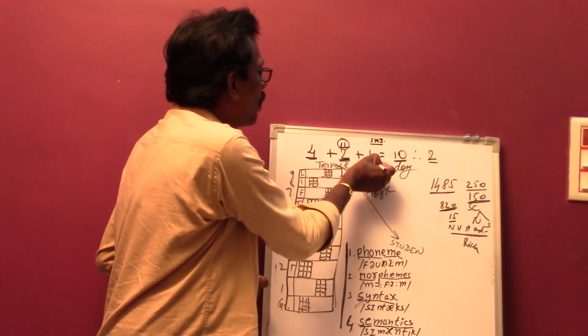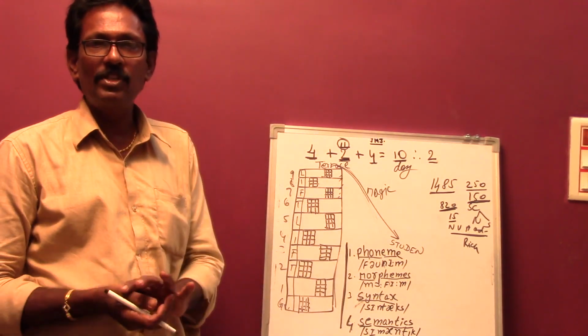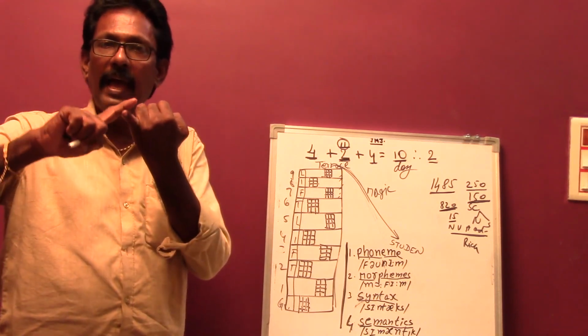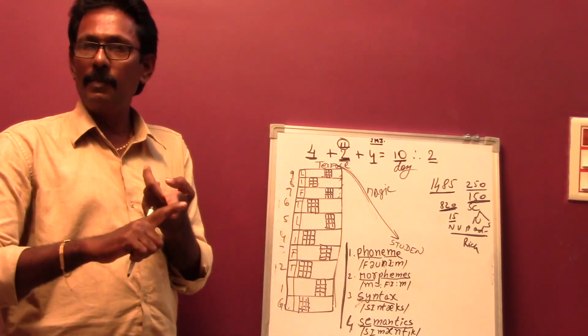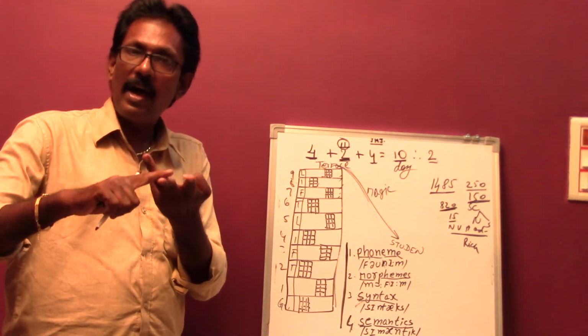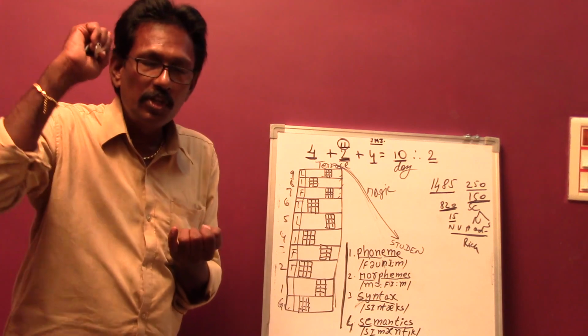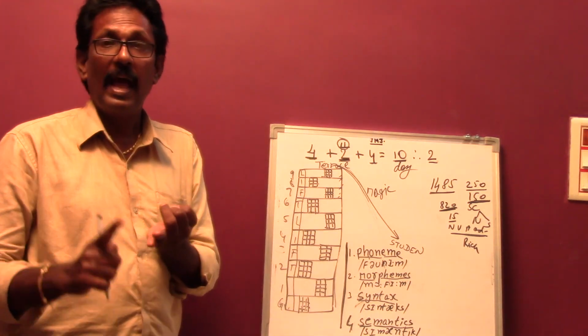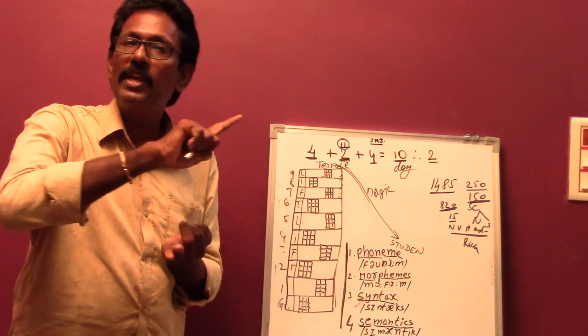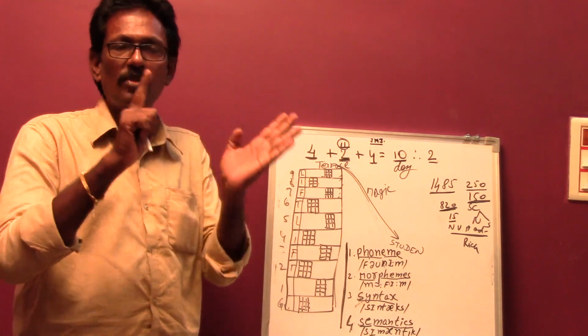Next one. 4 means, to learn any language we need 4 skills. What are they? LSRW. Listening, speaking, reading and writing. So if you want to speak something, you must listen. Unless and until you listen, you cannot speak. If you want to speak, you have to listen, that's all.